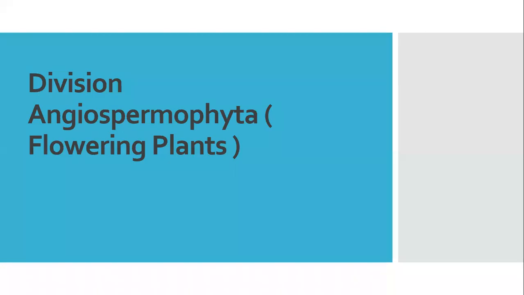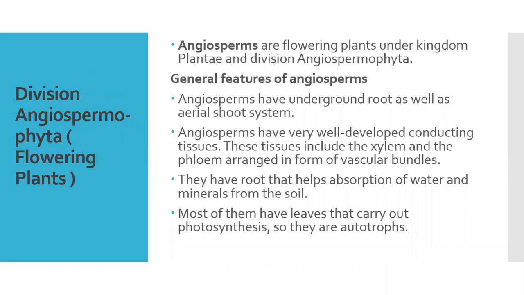Hey guys, let's talk about the Division Angiospermophyta, also known as the flowering plants. This Division Angiospermophyta consists of organisms that are known as angiosperms. Angiosperms are the flowering plants, Kingdom Plantae and Division Angiospermophyta.